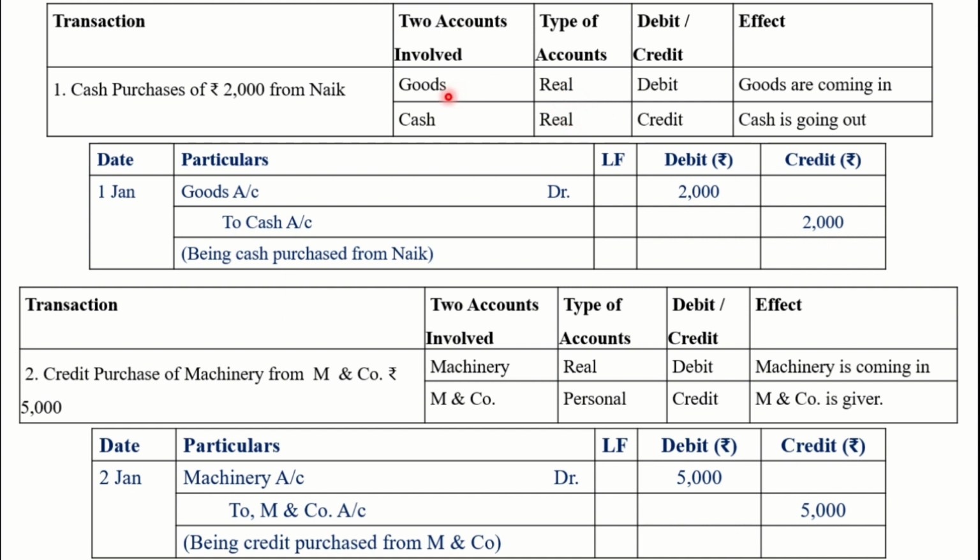Accordingly, goods are purchased means goods are coming into the business. That's why goods account is debited, and cash is going out of the business. That's why cash account is credited. This is the journal entry of this transaction.